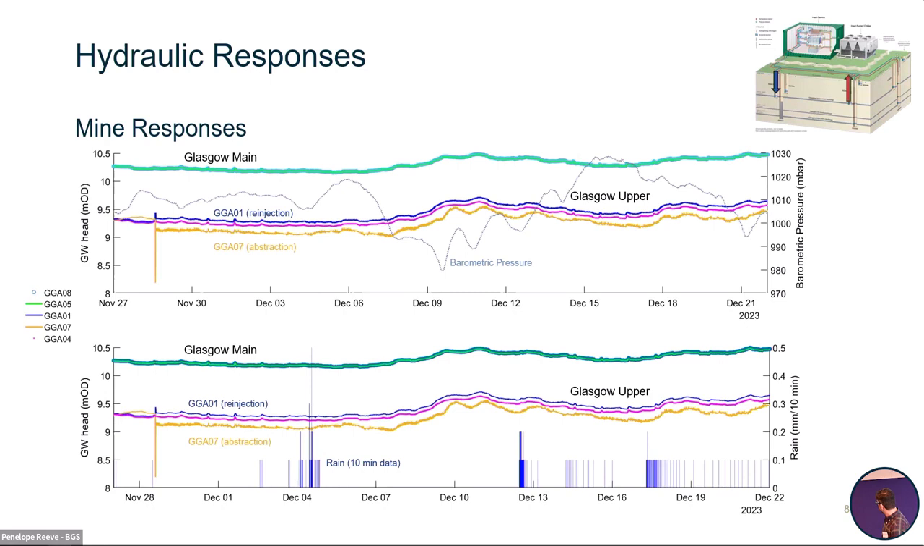And lastly, in the Glasgow upper lines, the abstraction well is the yellow line. There is a decrease in the level, and also an increase in GJ01, which is the reinjection borehole. The changes should be the same given the same hydraulic characteristics. However, this shows the hydraulic properties around GJ01 have higher transmissivity, so the changes in the groundwater levels are lower.